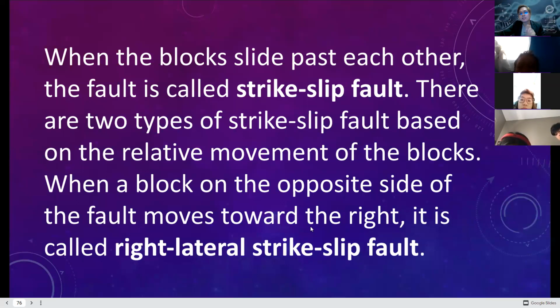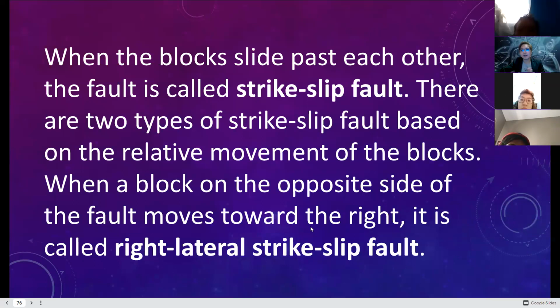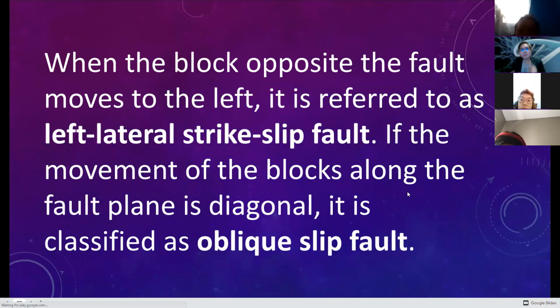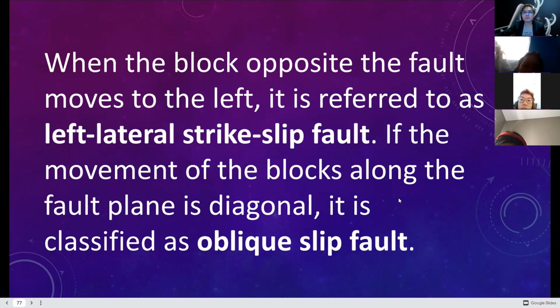Right lateral strike slip fault, because they are actually striking towards the right, okay? When the block opposite the fault moves to the left, okay? If it's moving towards the left, yes, MD. Why do they move here?